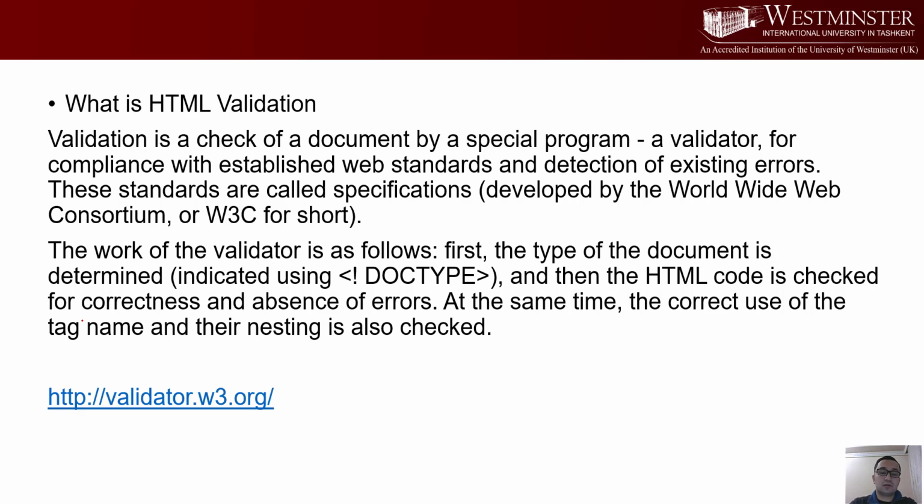The work of the validator is as follows. First, the type of the document is determined, indicated using doctype, and then the HTML code is checked for correctness and absence of errors. At the same time, the correct use of tag names and their nesting is also checked. You can validate your web pages with the help of validator.w3.org. Go to this website, upload your .html and CSS files, or just add the URL of your website to see how valid your web pages are.